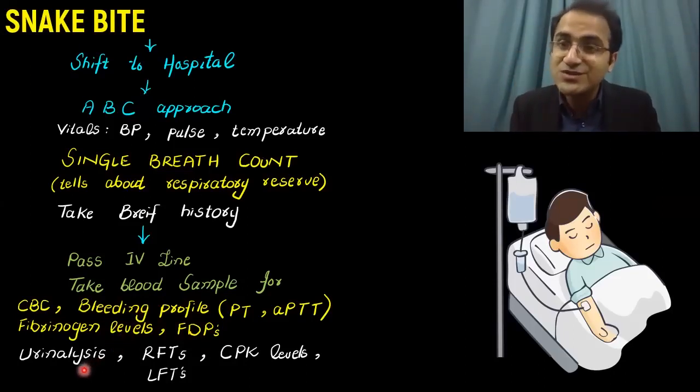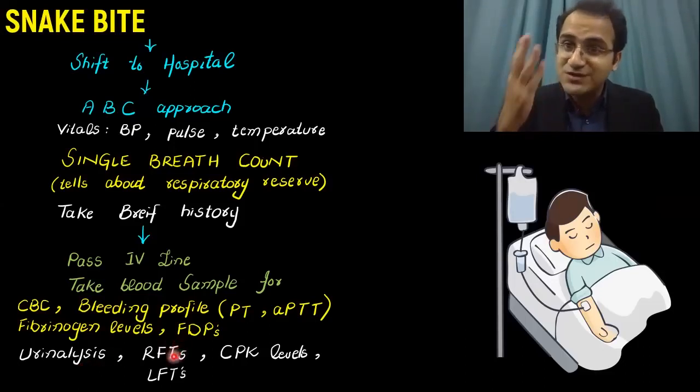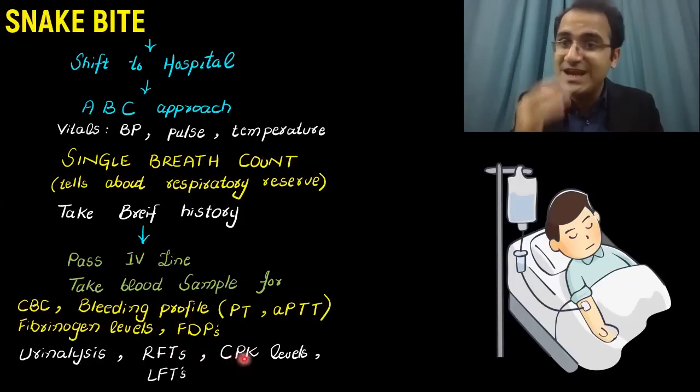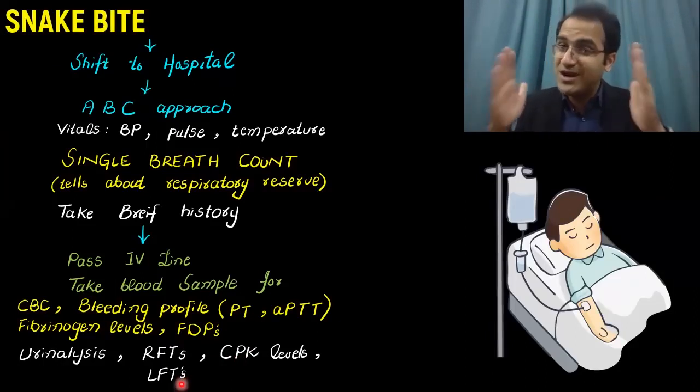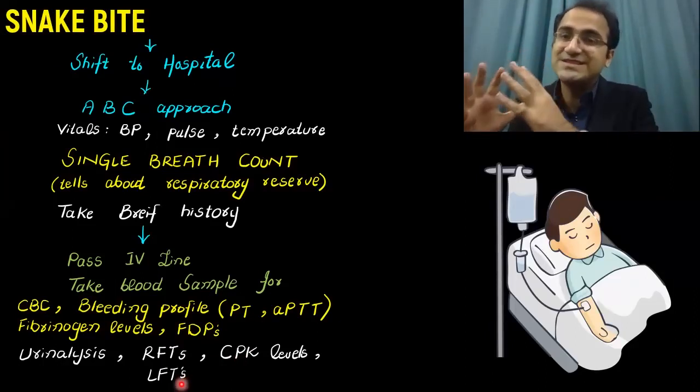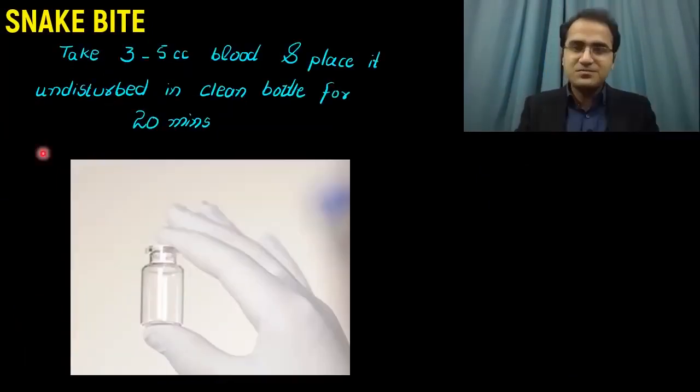You need to do urinalysis to see hematuria, bleeding in urine. You need to do RFTs for Russell's viper. You need to do CPK levels. You need to do LFTs. So these investigations now make sense to you because you understand the way these snakes can kill a patient.